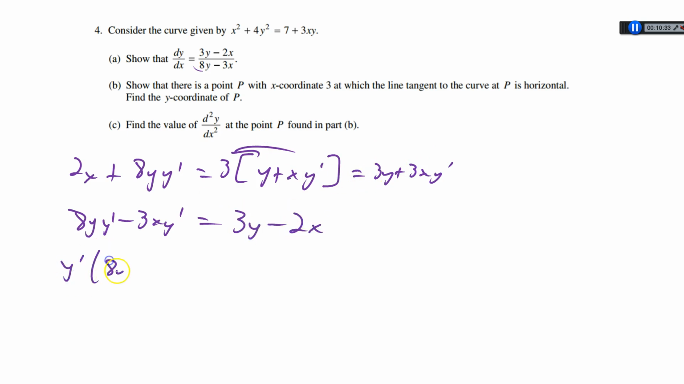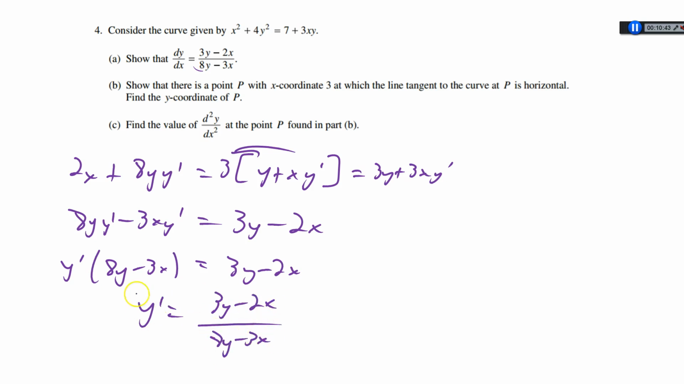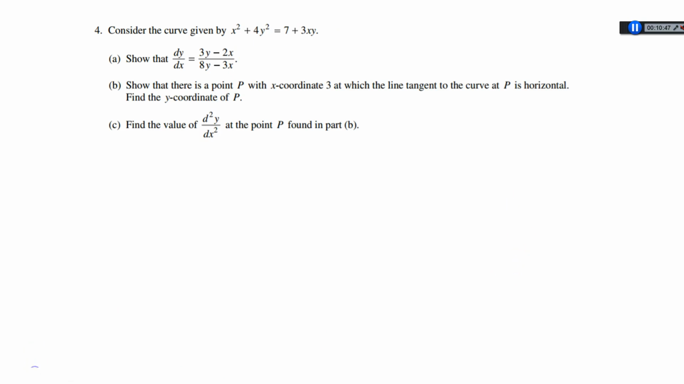So y prime times 8y minus 3x equals 3y minus 2x, and we divide: y prime equals 3y minus 2x divided by 8y minus 3x. Hey, check it out. That's what they got. Awesome. Next up. Show that there's a point P with x coordinate 3, so we have (3, something), at which the line tangent to the curve at P is horizontal. That tells us that dy/dx is equal to 0. Find the y coordinate of P.